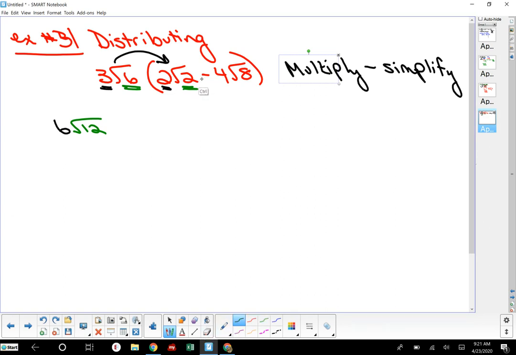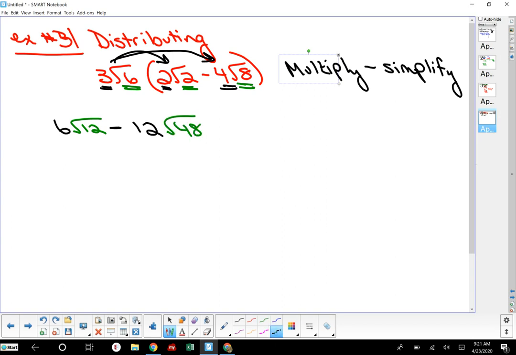Okay, I'm going to bring down the minus sign because I'm multiplying a positive 3 rad 6 times a negative 4 rad 8. Positive times a negative is a negative. Coefficients are 3 and 4 when I multiply these two together. So that's going to be a 12. Then I'm going to multiply my radicals together. Rad 6 times rad 8 is rad 48.